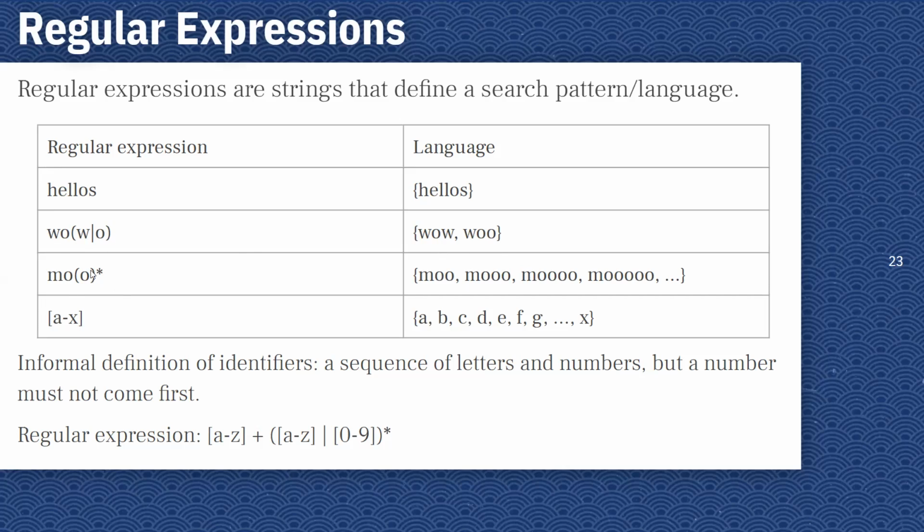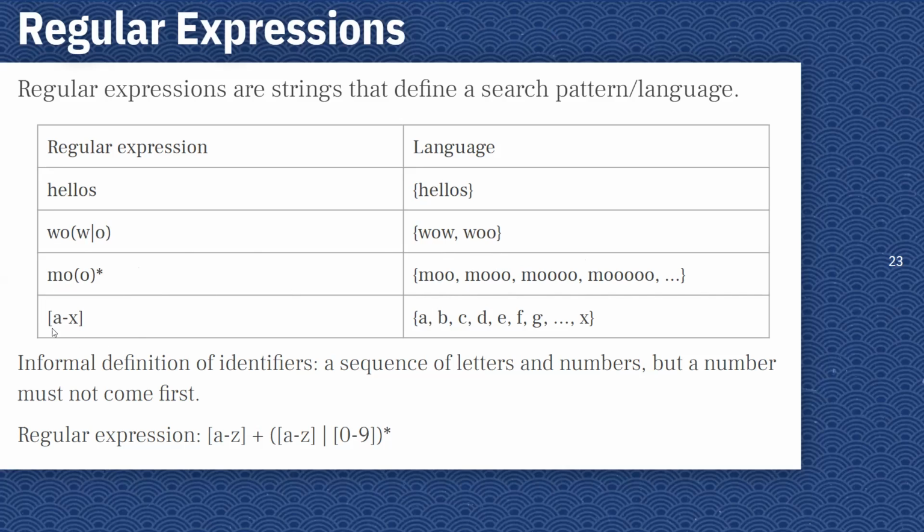And for the third regular expression, MO, O star, this star operator just denotes that we can repeat whatever's in the parentheses as many times as we want, and it's still going to match the string that we input. So as you might expect, this generates the language MO with 1 O, MO with 2 O's, MO with 3 O's, and so on.